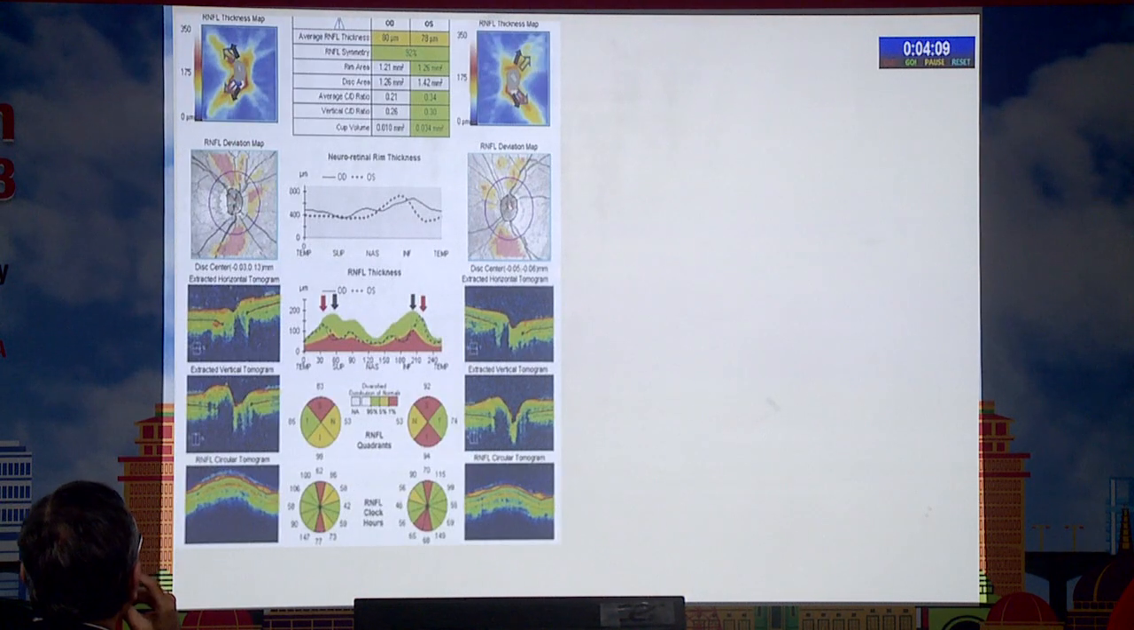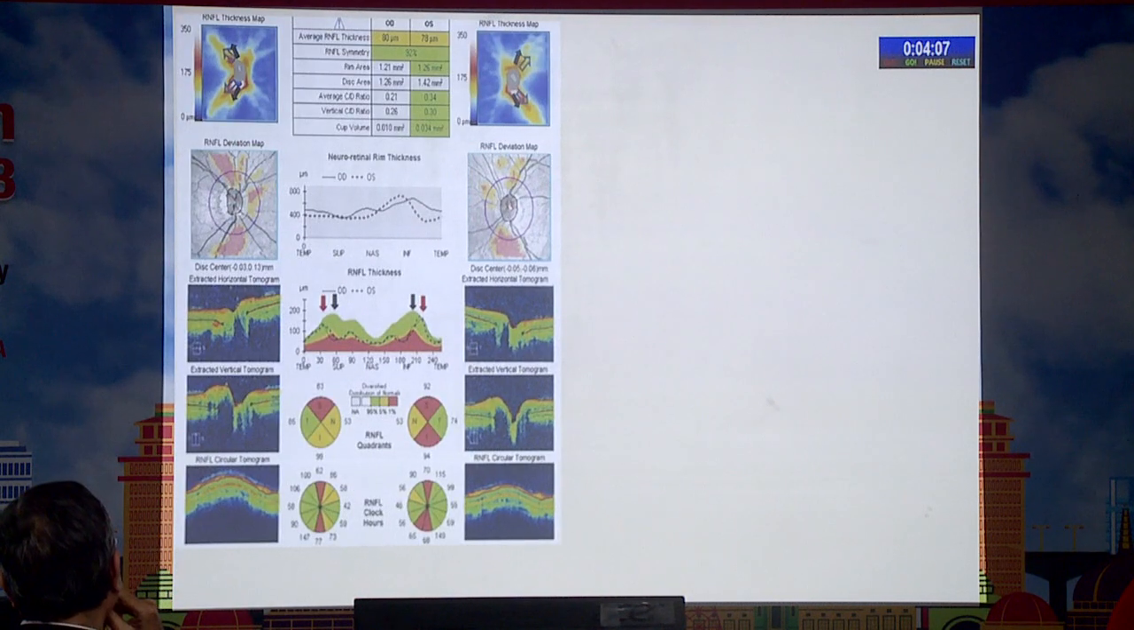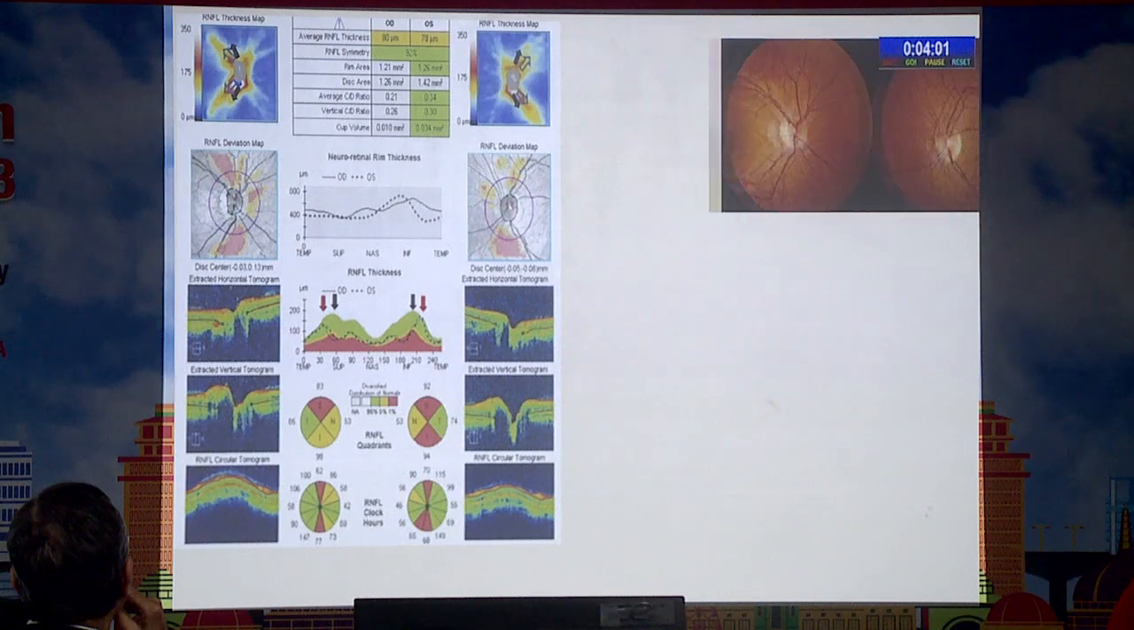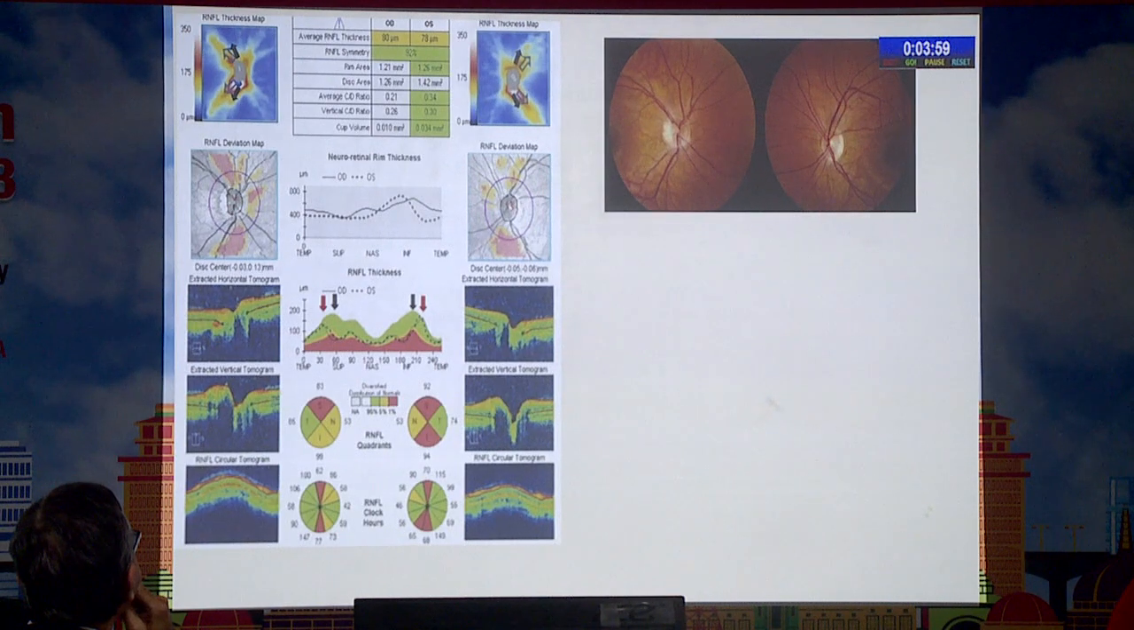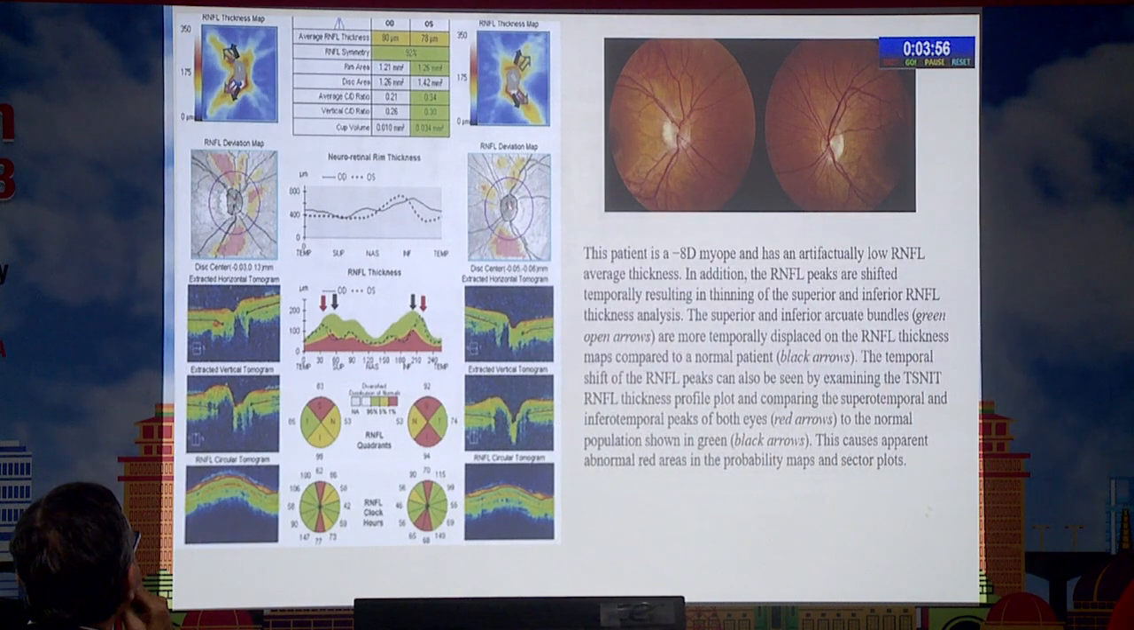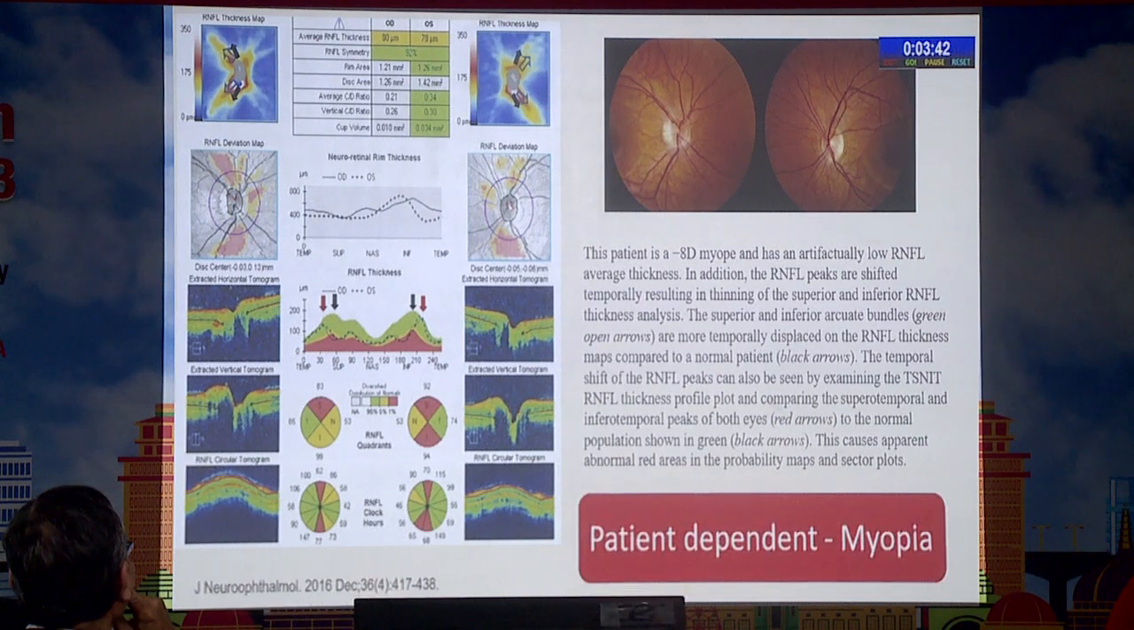This is a Cirrus printout showing lot of red areas in sector and clock hour analysis and RNFL thinning on RNFL deviation map. But when we check the fundus, we see that these are myopia. And in myopia, the superotemporal and the inferotemporal bundles converge temporally. So the height or the RNFL thickness is normal, but it is displaced laterally. So in the expected areas, they appear to be thinned out. So this is myopia and this is not glaucoma.